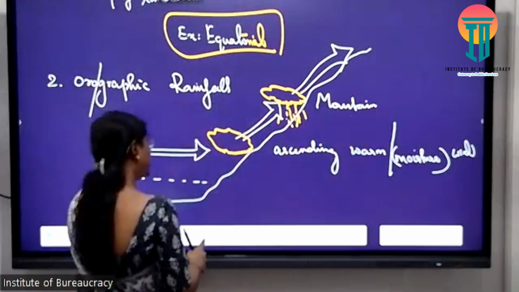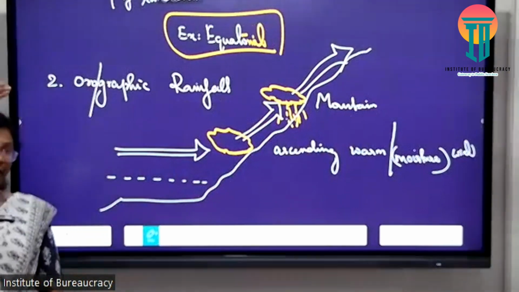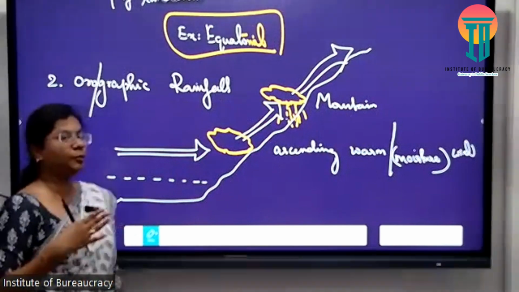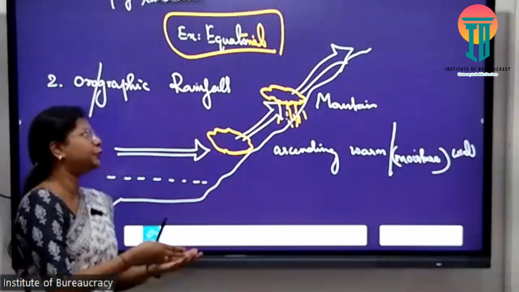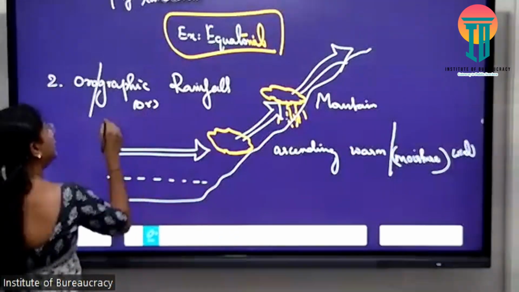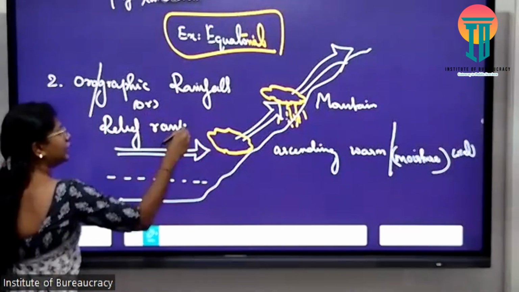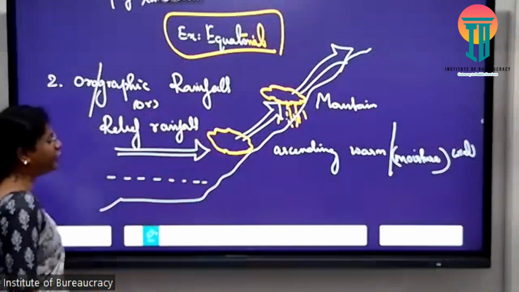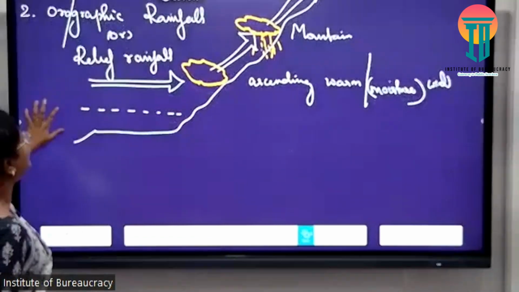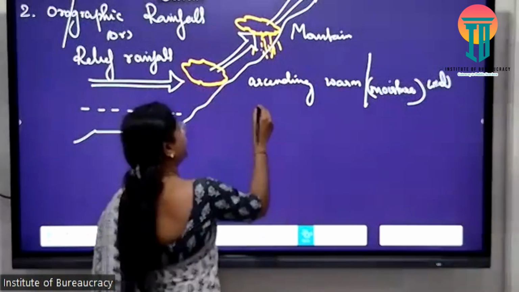Sometimes not only because of a mountain, even a higher plateau with more elevation can induce rainfall when the wind is hindered by the plateau. Such rainfall is also known as orographic or relief rainfall. Rainfall caused due to the presence of a mountain or any higher relief, be it a plateau or mountains, is orographic rainfall. This is nothing but forced convection.